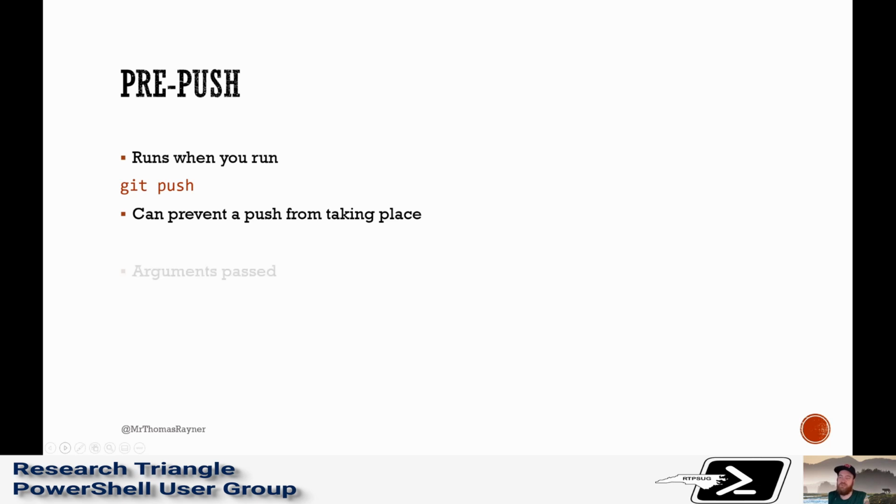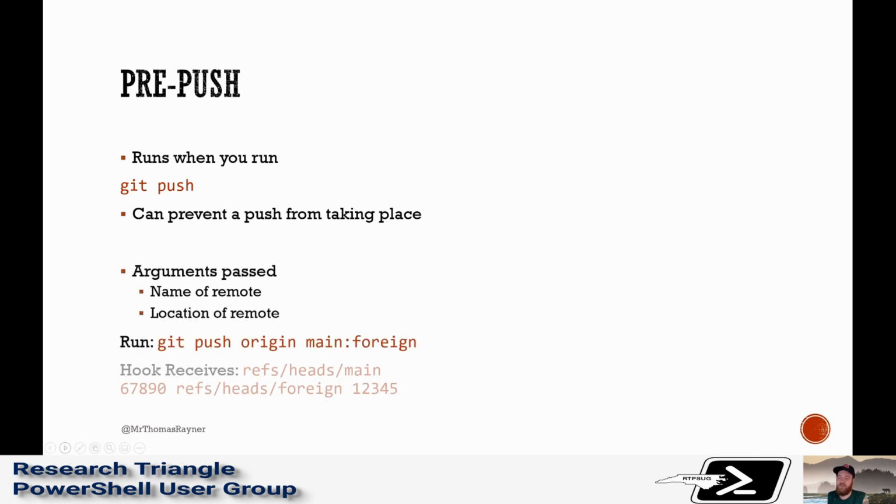Pre-push. This one is kind of underrated. It happens when you run git push, and it can prevent you from pushing to a remote. A lot of the docs out there don't focus on pre-push, because the commit hooks are the most popular. I think this one's great, because you can still create all your commits, but before you push, maybe you do or maybe you don't want to prevent that push from actually reaching your remote.